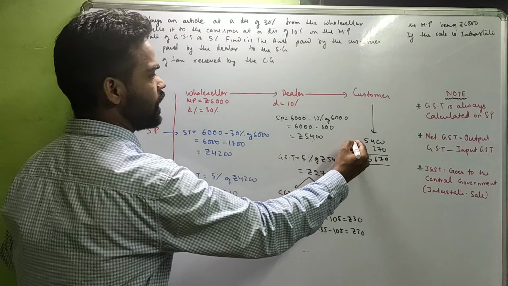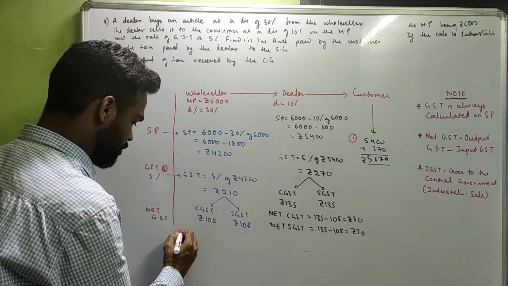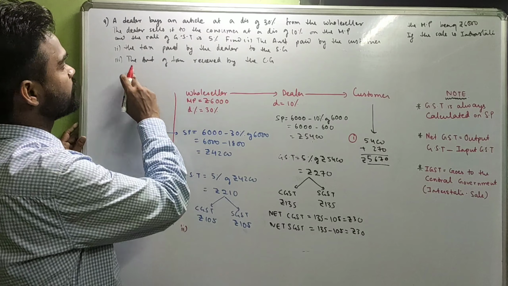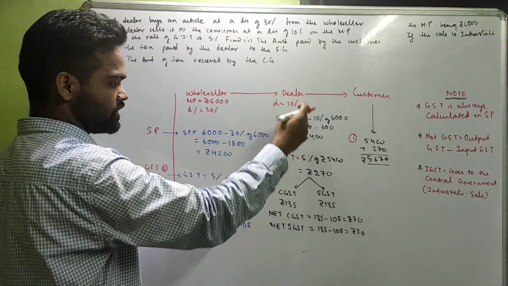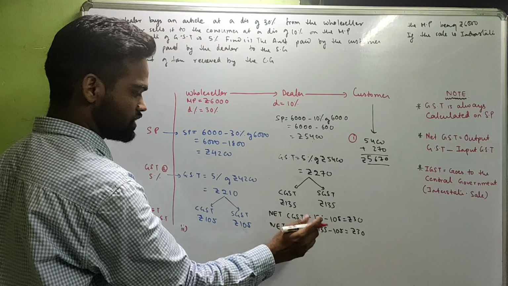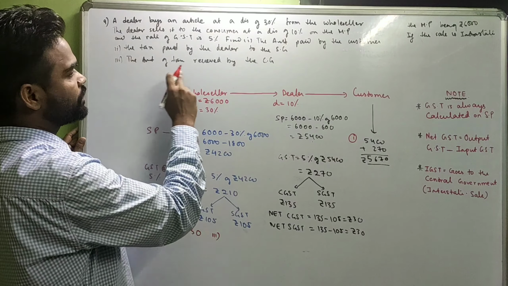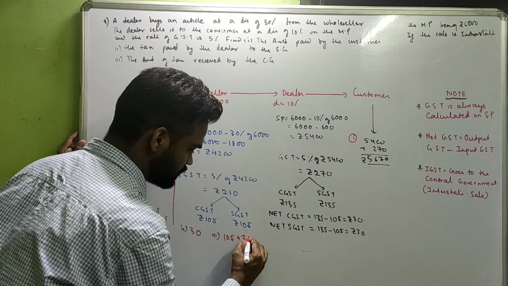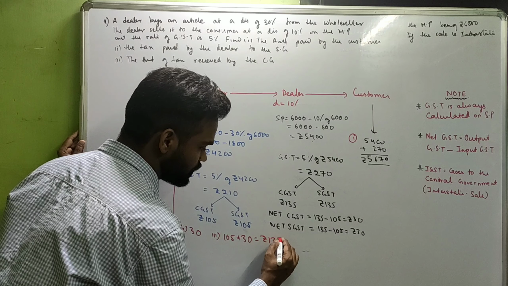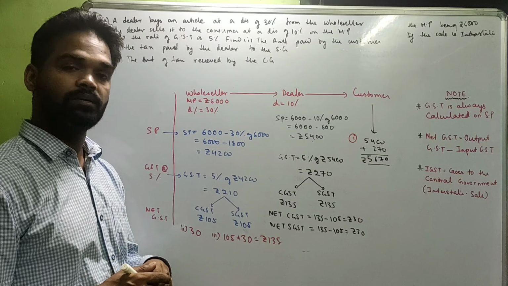Now look what they are asking for. First thing, the amount which the customer pays, which is 5670. Number 2, the tax paid by the dealer to the state government. So the dealer pays how much? The net SGST is rupees 30. The last part, the amount of tax received by the central government, which is rupees 105 plus 30, which is rupees 135. Done.